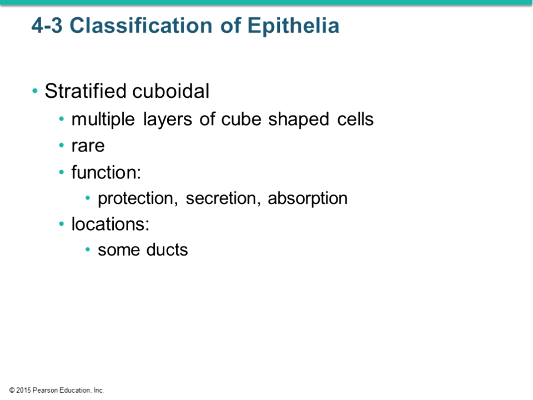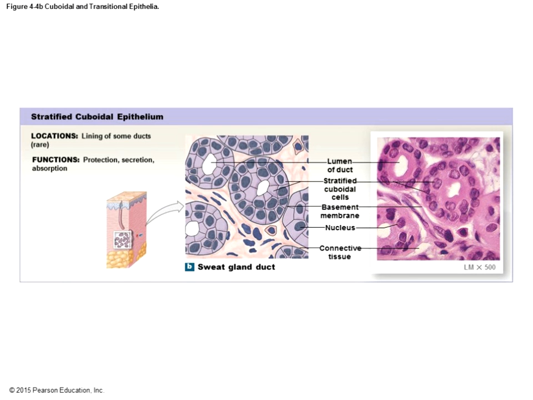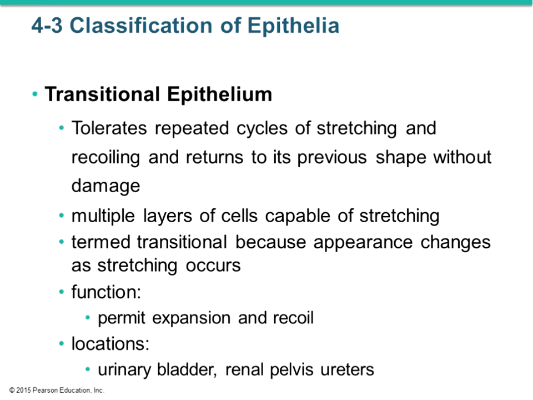All right. Stratified cuboidal, multiple layers of cube-shaped cells. This is a very rare tissue. You do not need to identify this one in lab, so I just wanted to mention that it is out there, but it's not one that we're going to spend a lot of time on. As you can see there, it's kind of similar to simple cuboidal, obviously, except typically just maybe 2 or 3 layers of cells in certain ducts, but pretty rare.